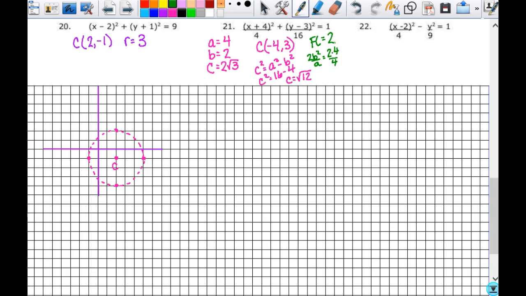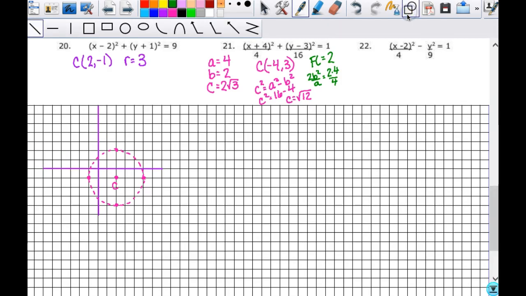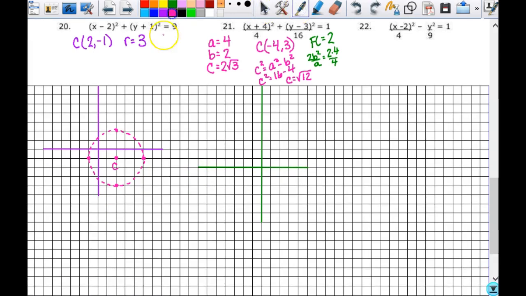All right, so now to graph this, I'm going to get my grid in here. Make it long enough. Okay. So I'm going to plot my center point. I'm going to go to negative 4. 1, 2, 3, 4. 1, 2, 3. And that is my center.